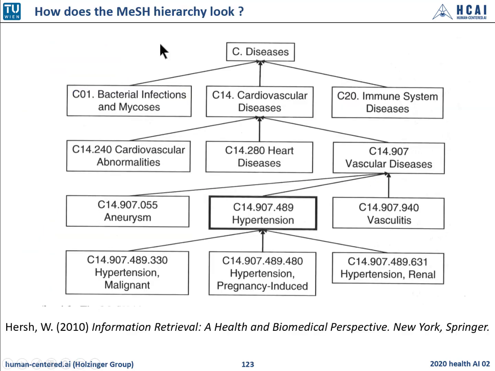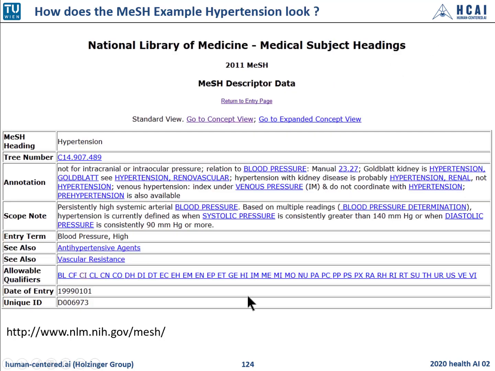So how does this MeSH hierarchy look like? This is an example for the MeSH hierarchy for the heading hypertension. So you see it here, diseases, cardiovascular diseases, vascular diseases, hypertension. And this is how it looks originally in the MeSH description database of the NLM.